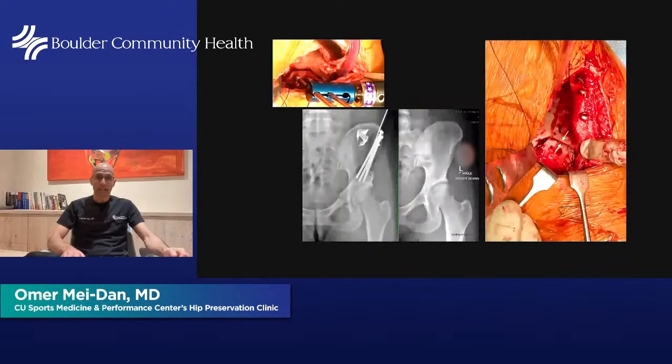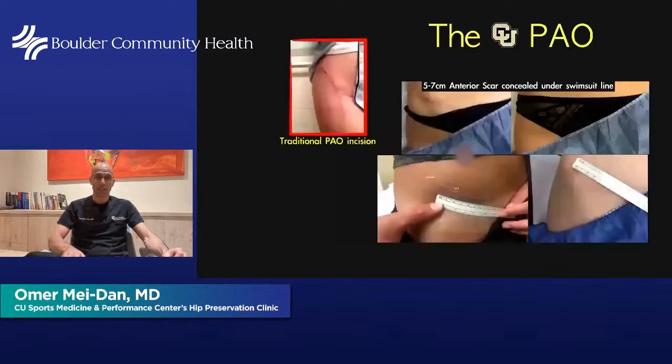After we did that, you can see it over here in real surgery. We move it. You can see the apposition of bone on these two sides of the bone, seen here by the blue arrows. Then we just put in three or four screws, and the patient is now ready to go. Now, the CUPAO, as opposed to the traditional Ganz osteotomy, has a much smaller incision, which is always concealed by the bikini line or the underwear line.